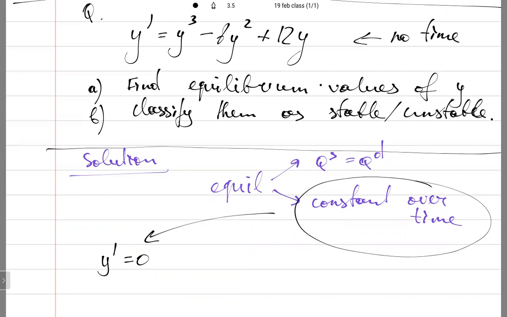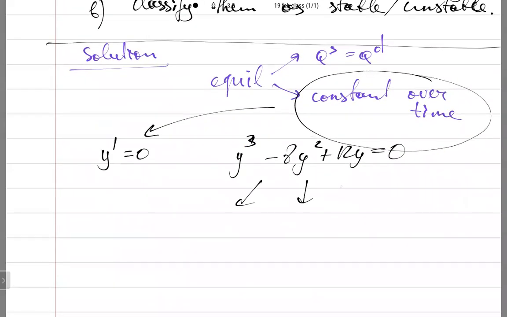So that's just y prime, y cubed minus 8y squared plus 12y is equal to 0. And what are the equilibria? I have an equation of the third degree. So in general, I should expect 3 roots of this equation.